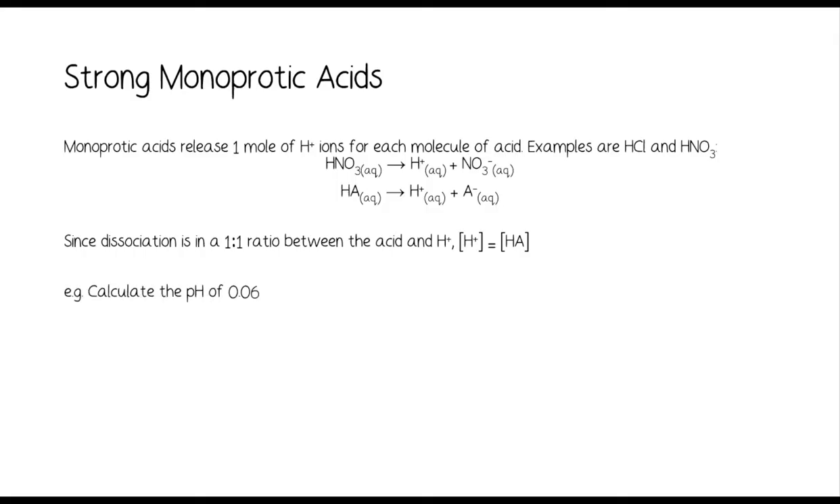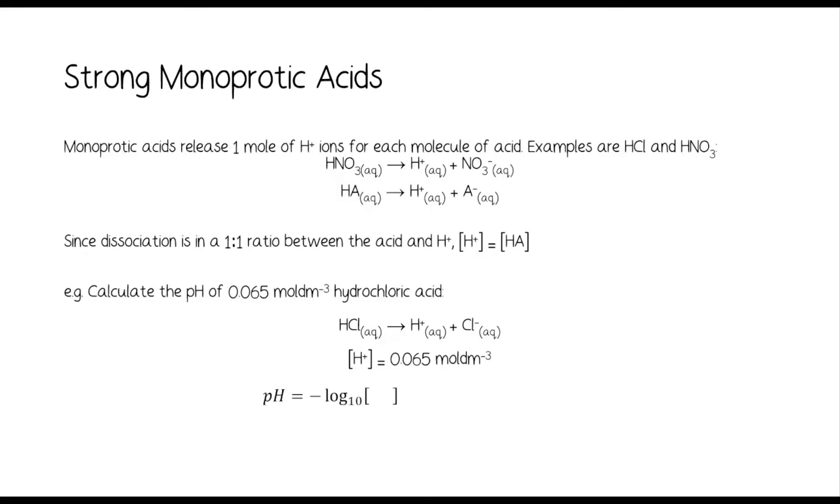So for example, calculate the pH of 0.065 moles per decimeter cubed hydrochloric acid. It's always helpful to write out the equation of its dissociation to put it into perspective. So HCl dissociates into H plus and Cl minus. You can see there's a 1-to-1 ratio between the HCl and the H plus, so the concentration of H plus is the same as the concentration of the acid, which we've been told is 0.065. Now that we know H plus, we can put that into the pH equation and work out the pH. If you do that, you get a pH of 1.19.